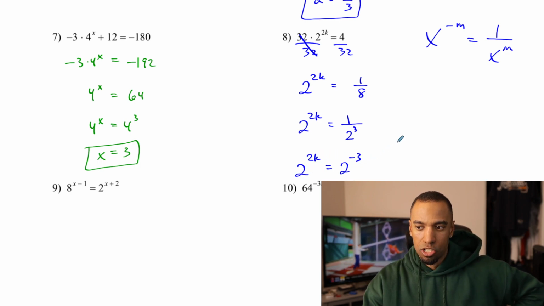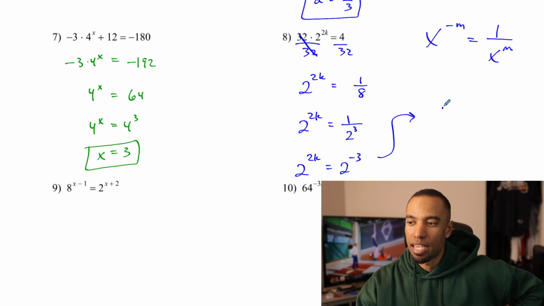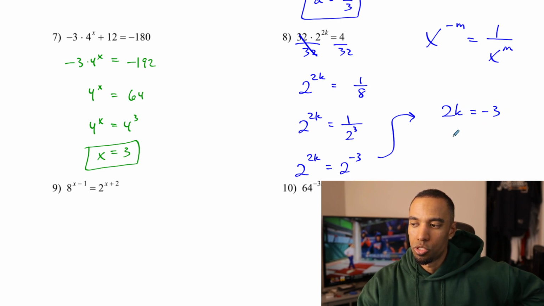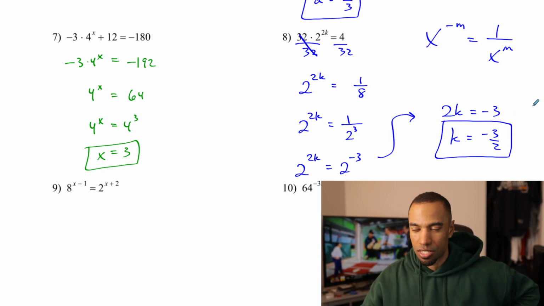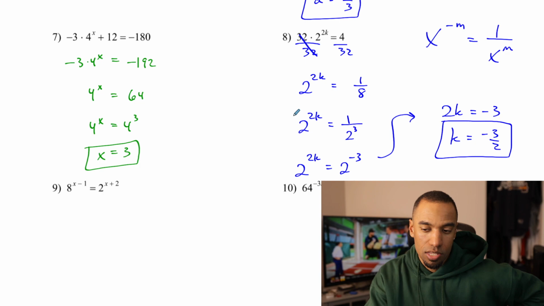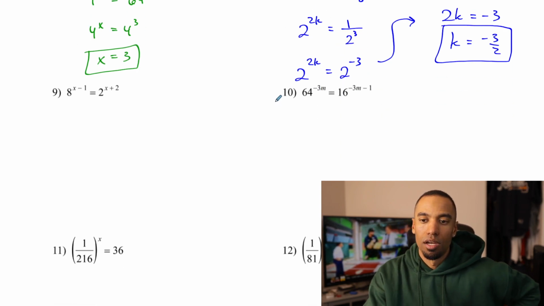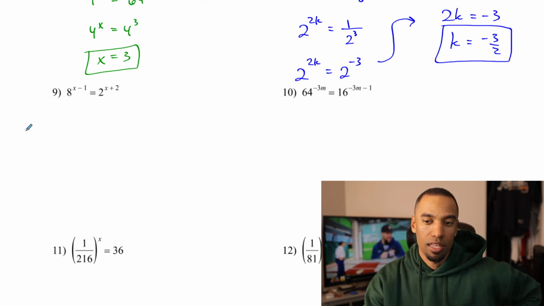Now my bases match. 2 to some power is 2 to some power, and I can set the exponents equal to each other here and divide by 2. I get negative 3 halves, which is negative 1.5, but when's the last time you saw me write that? Keep it as the improper fraction. All right, number 9, 8 to some power equals 2 to some power. We saw that 8 is 2 cubed, so I'm going to start working on that.